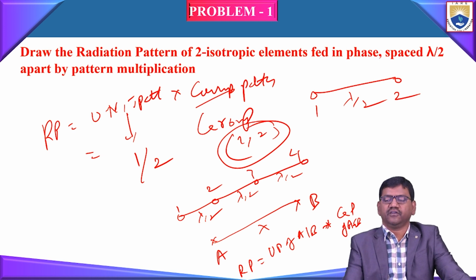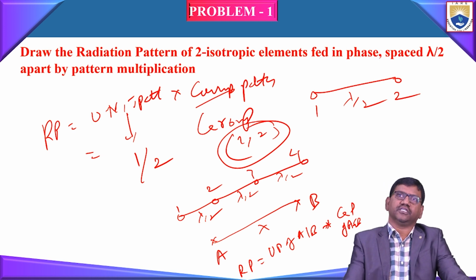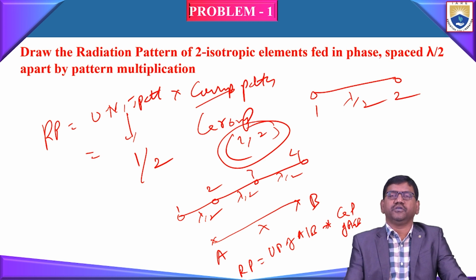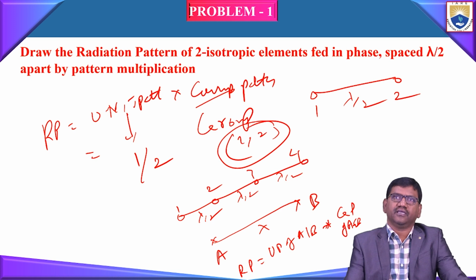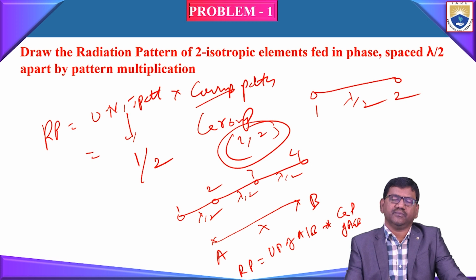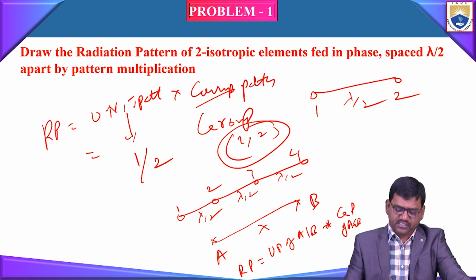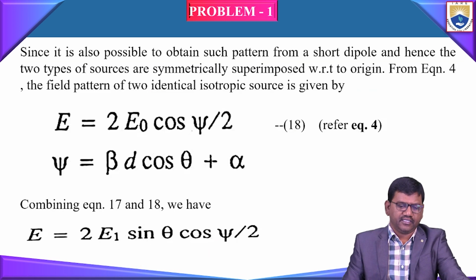But if we want to do pattern multiplication, we need to know the radiation pattern of any 2 elements separated by lambda by 2, or lambda by 4, or lambda or 2 lambda. Pattern multiplication is a method to determine the radiation pattern just by inspection. Just by inspection means we need to know the radiation patterns for lambda, 2 lambda and lambda by 2 to draw the pattern of 8, 16 or 32 elements. So now let us see the radiation pattern here.